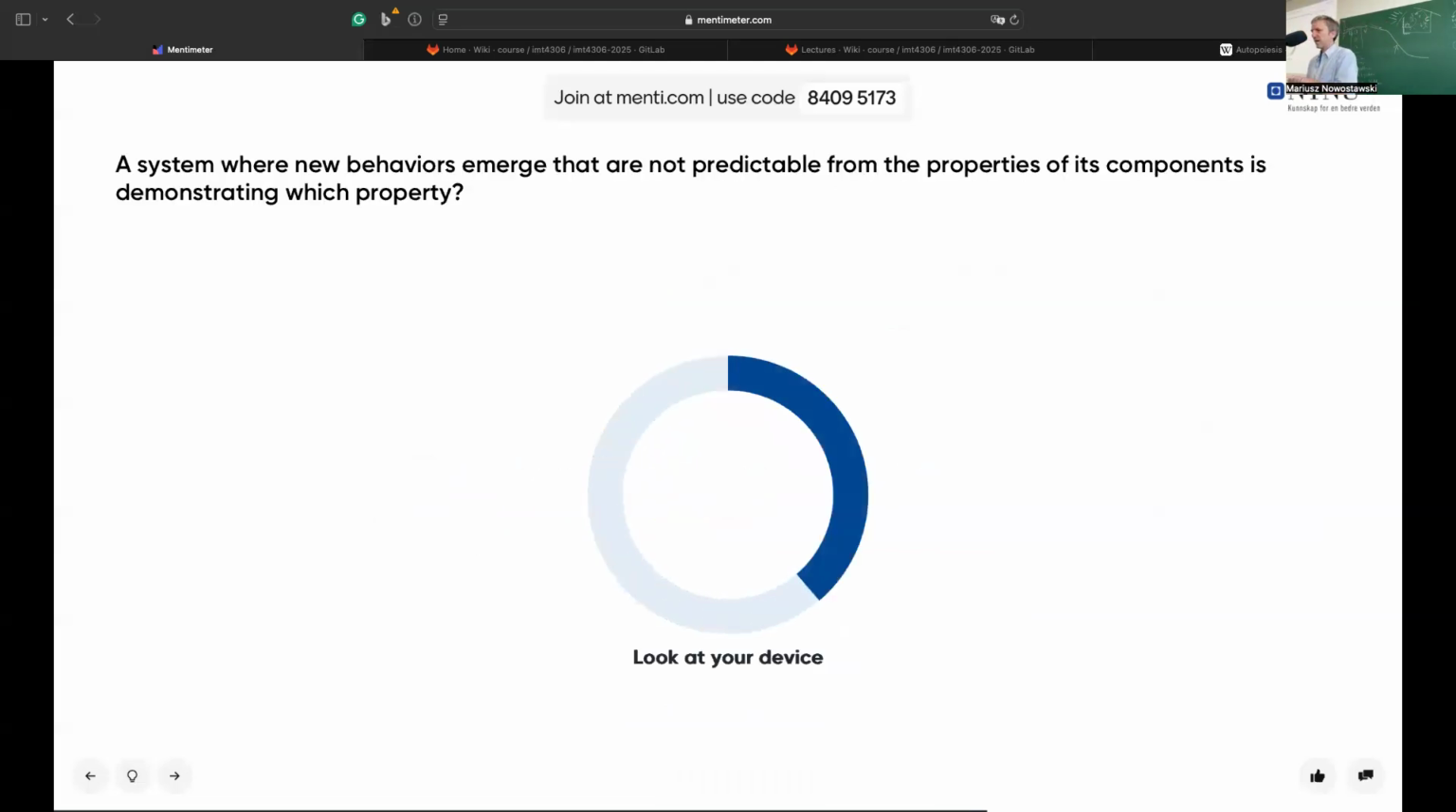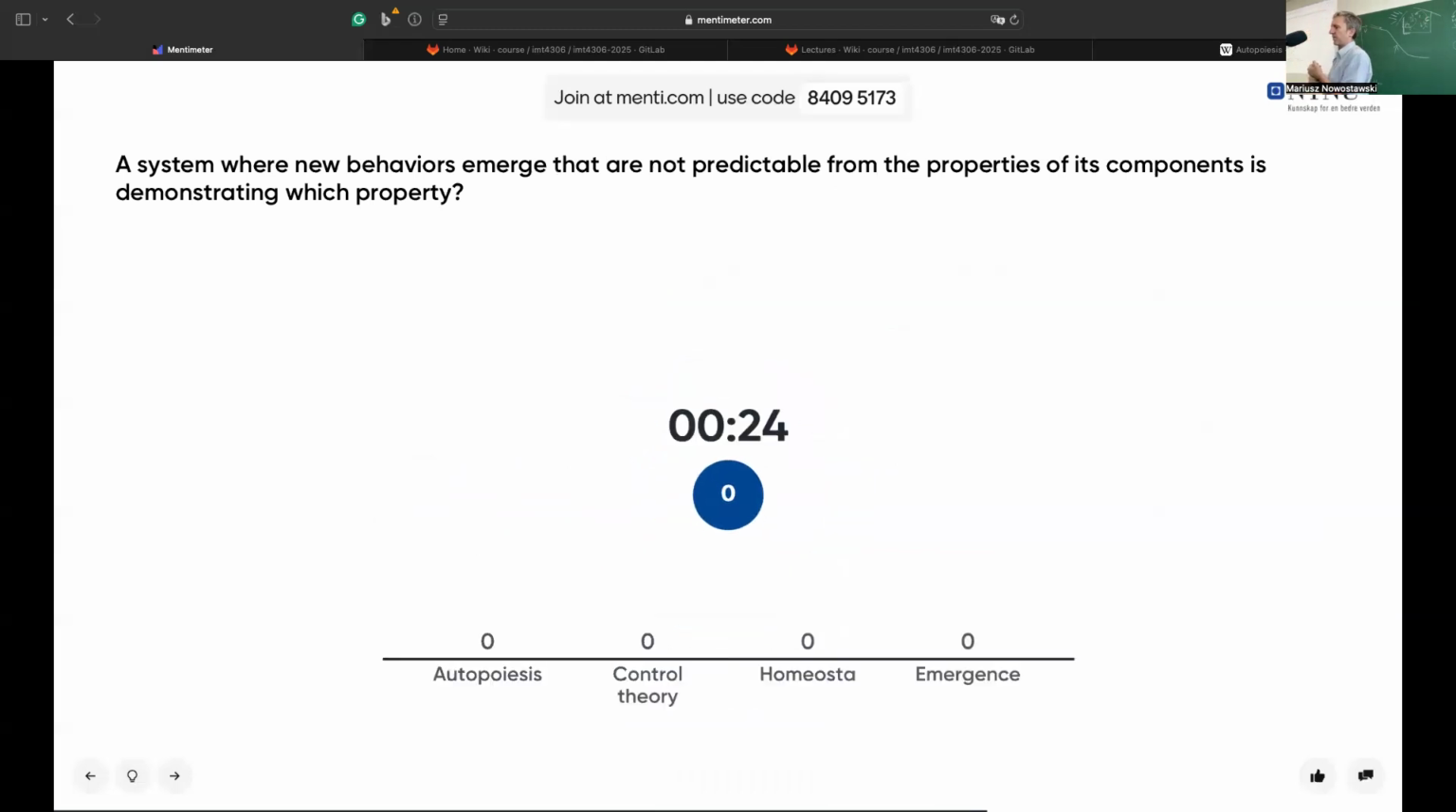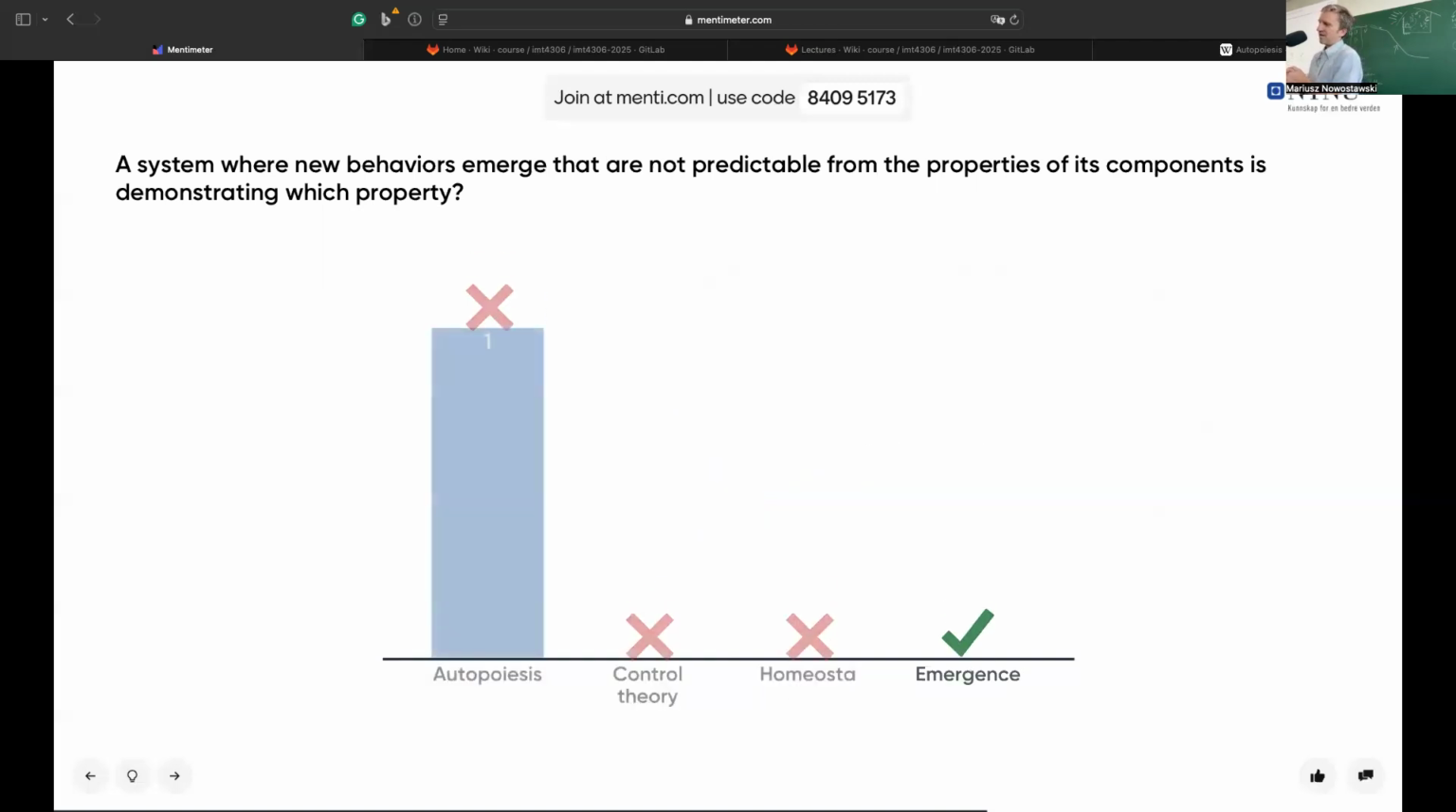A system where new behaviors emerge that are not predictable from the properties of its components is demonstrating which property? There is a typo: homeostasis. It's an easy one. Almost. It's emergence, right? We have certain rules, and then the behavior emerges from simple rules.